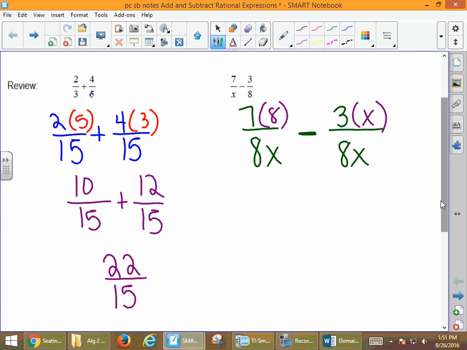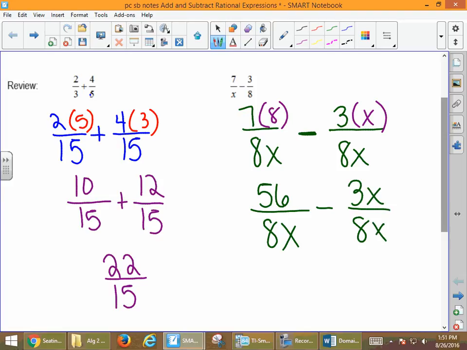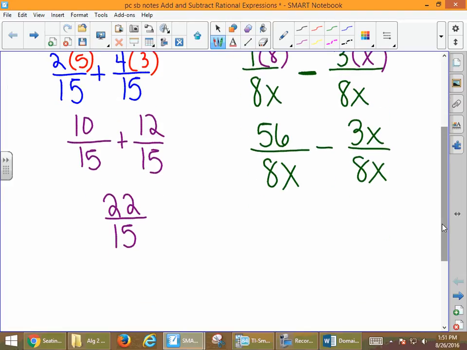So when we simplify this, 7 times 8 is 56 over 8x. And then we've got 3x over 8x. And now we can combine because we have common denominators. We can't do much else. We're left with 56 minus 3x divided by 8x.